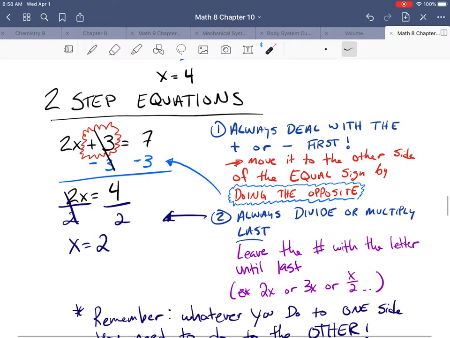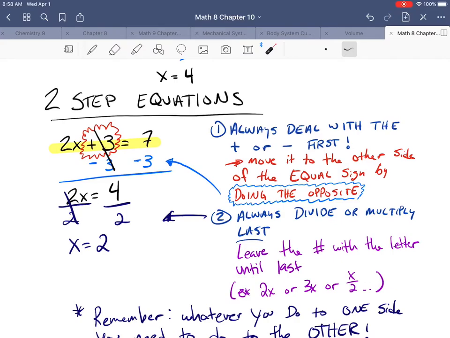So when we get to two-step equations, then you're going to see a question that looks a little something like this. 2x plus 3 equals 7. It means that there's going to be two steps in here. You're always going to have an add or subtract, and you're always going to have a letter or a variable beside or with a number.